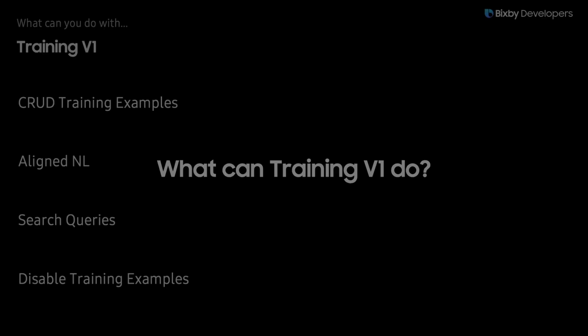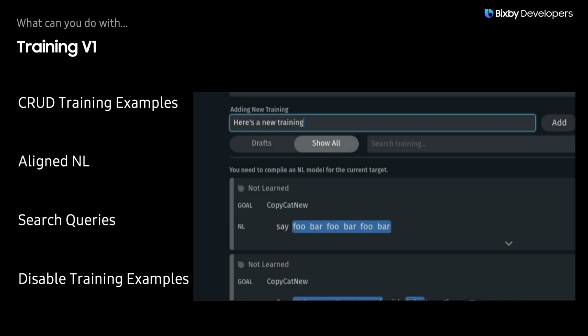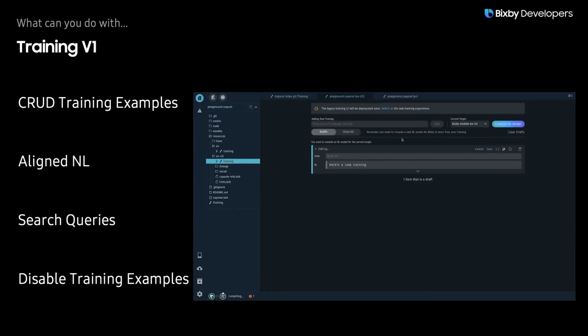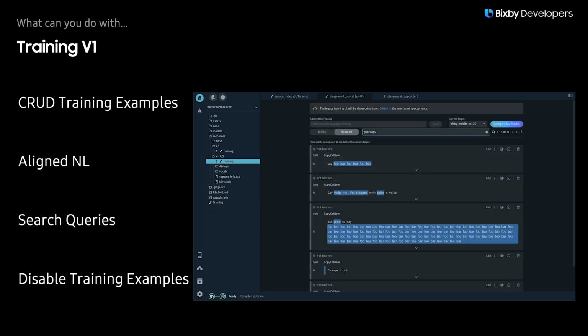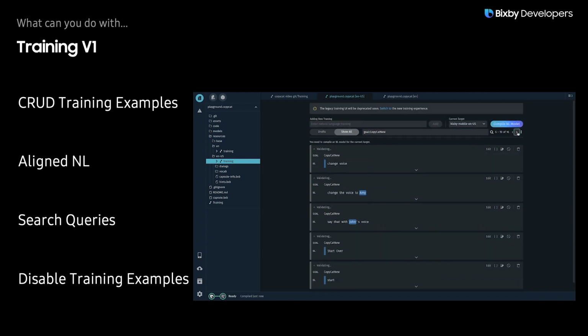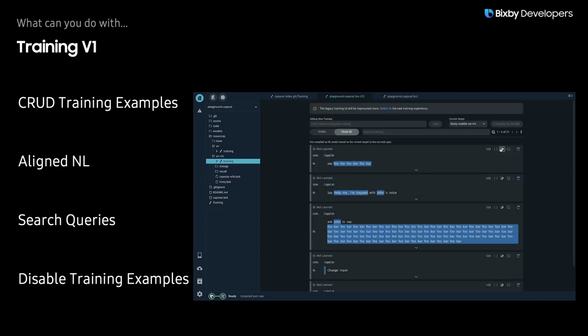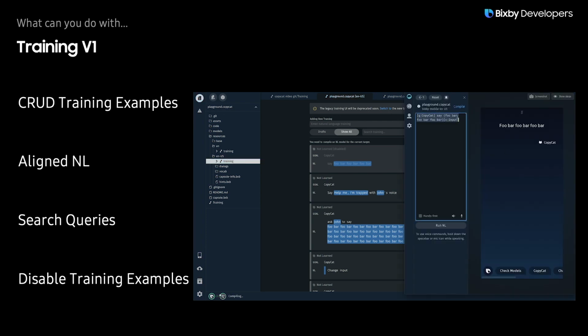Many of you may be familiar with today's training tools, which I'll be calling Training V1. With Training V1, you're able to create, read, update, and destroy your capsule's training examples. You're able to view and edit the aligned NL. You're also able to use search queries to find specific training examples. And you can disable and enable training examples to compare and contrast how the NL engine behaves with or without these specific training examples. That's pretty impressive, and it covers most of your training needs.